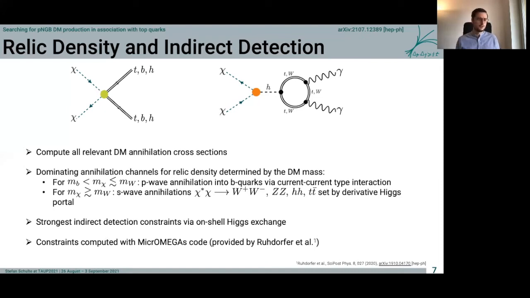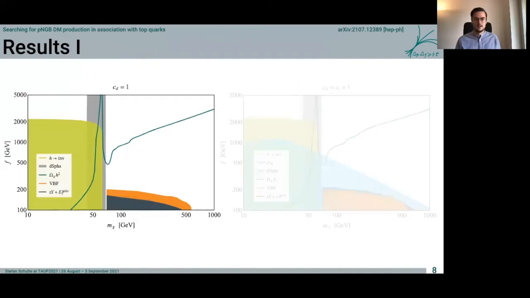In the end, for our numerical analysis of both the relic density and indirect detection constraints, we relied on the micrOMEGAs code provided by colleagues from the Technical University of Munich, for which we are very grateful. And our analytical calculations basically serve as a cross-check that we understand the output of micrOMEGAs. Now, let's have a look at some results.